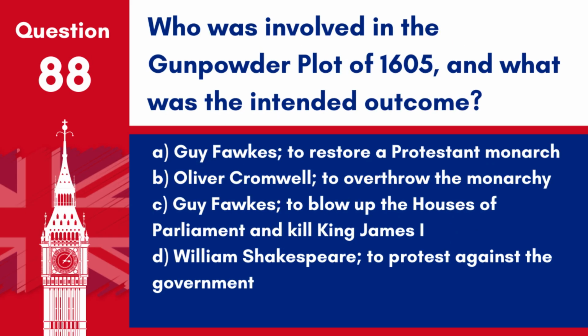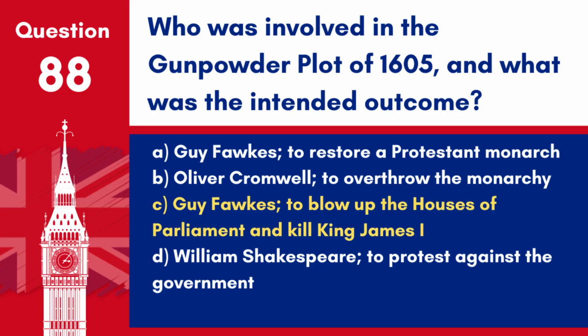Question 88. Who was involved in the Gunpowder Plot of 1605, and what was the intended outcome? A. Guy Fawkes, to restore a Protestant monarch. B. Oliver Cromwell, to overthrow the monarchy. C. Guy Fawkes, to blow up the Houses of Parliament and kill King James II. D. William Shakespeare, to protest against the government.